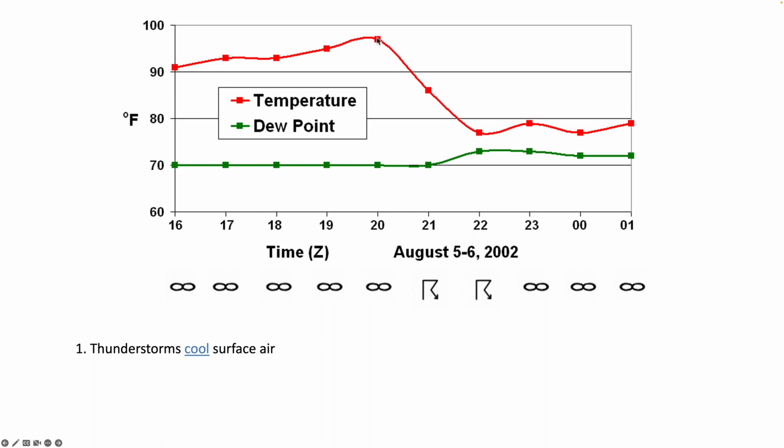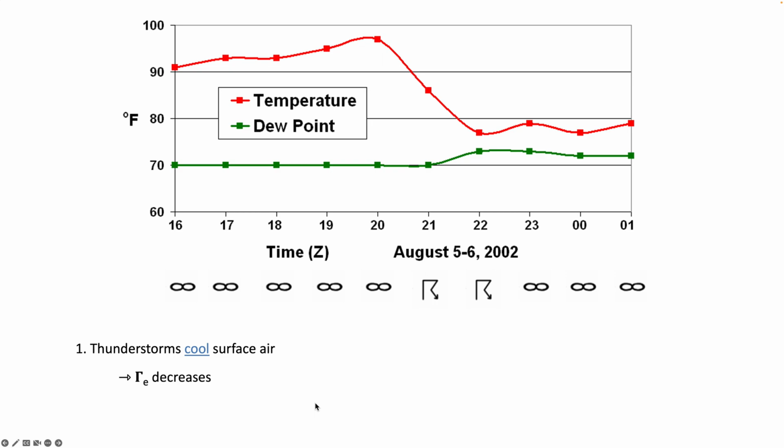And you can see the temperatures kind of plunging from around 95, 96 degrees down into the upper 70s to about 76, 77 degrees. So you can see our temperatures take a big plunge, almost 20 degrees during this thunderstorm activity, with our dew points coming up a bit. So the thunderstorms actually cool the surface air.